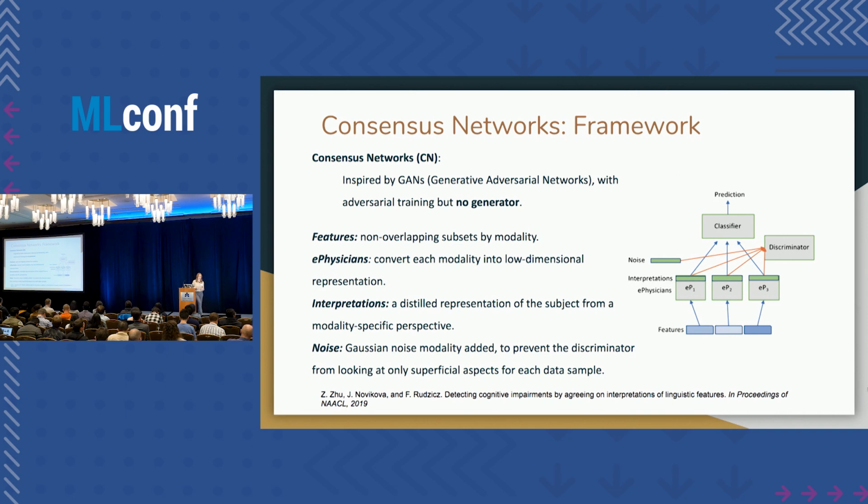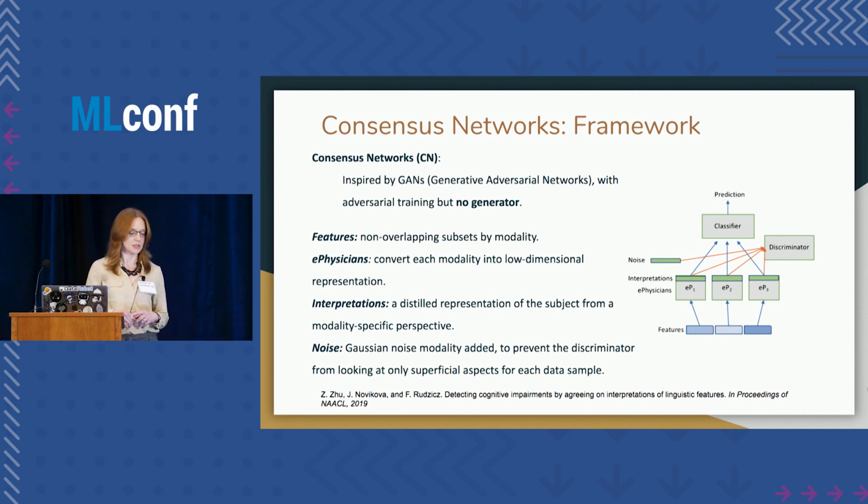And as you can see in the picture, it consists of features of different modalities, those blue rectangles at the bottom. Then there are components called e-physicians that convert each modality into a low-dimensional representation, which is called interpretation in this picture. Interpretations are a distilled representation of the subject, of the person, from a modality-specific perspective. Additionally, we have a noise modality. I will tell you later why it is important. Then there are a classifier and a discriminator.